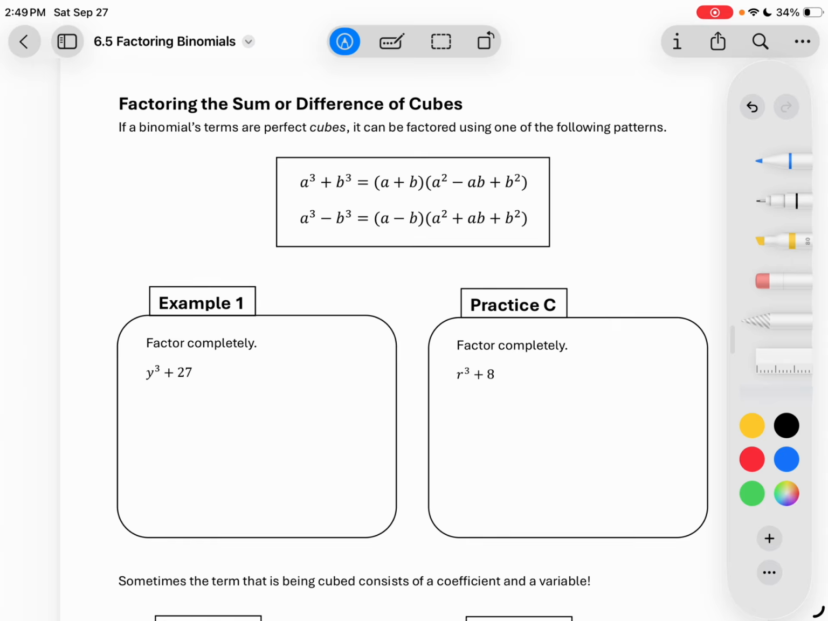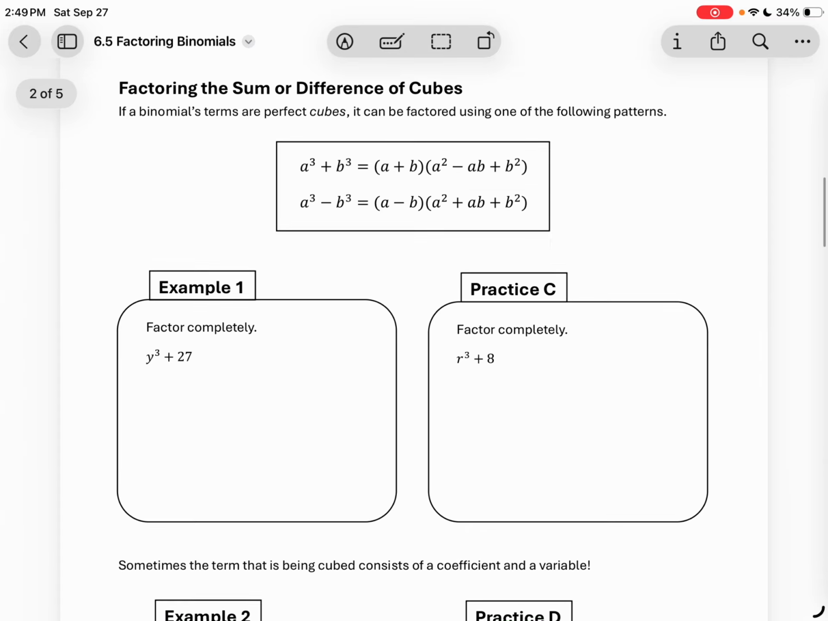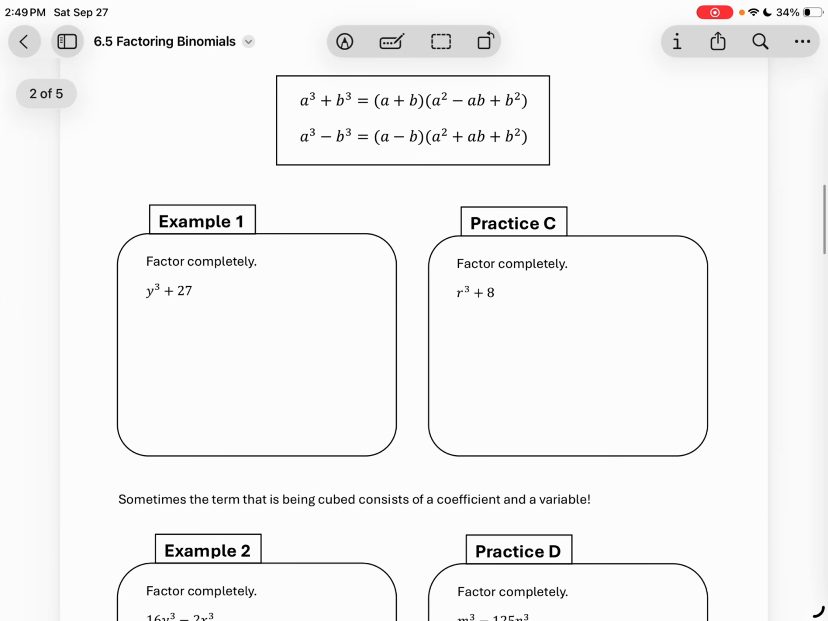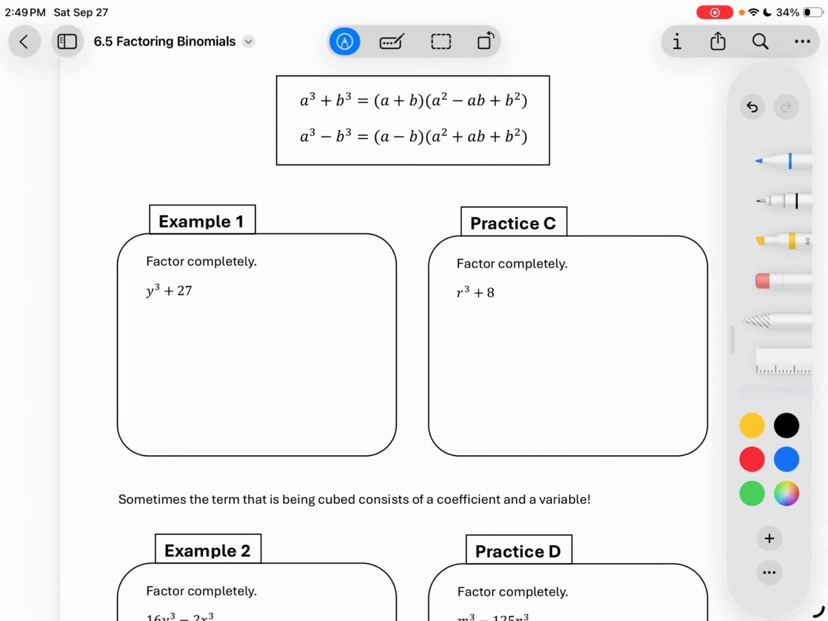So let's take a look at example 1. This says y cubed plus 27. So what's happening here is we've got 2 perfect cubes. So we've got y, and it is getting cubed. And then 27 is the result of something being cubed. It's the result of 3 being cubed. You can find that out by taking the cube root of 27 in your calculator.